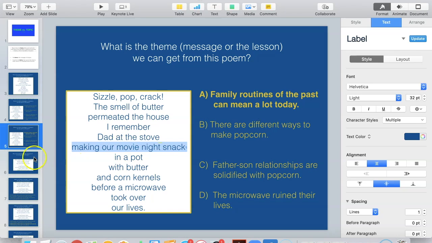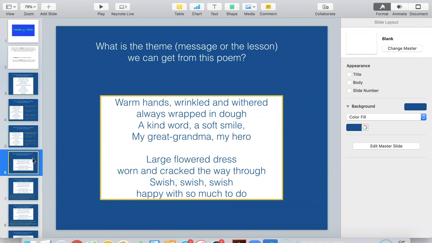So, okay, let's take a look at another one. What is the theme? Okay, same question, different poem. What is the theme, right? The message or the lesson that we can get from this poem.